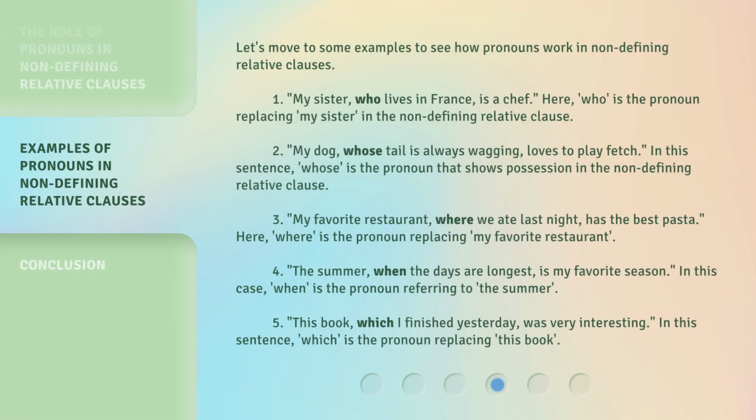Let's move to some examples to see how pronouns work in non-defining relative clauses. 1. My sister, who lives in France, is a chef. Here, who is the pronoun replacing my sister in the non-defining relative clause.